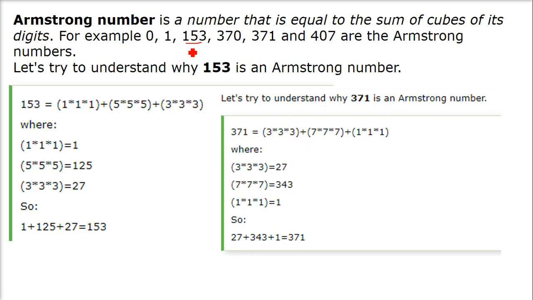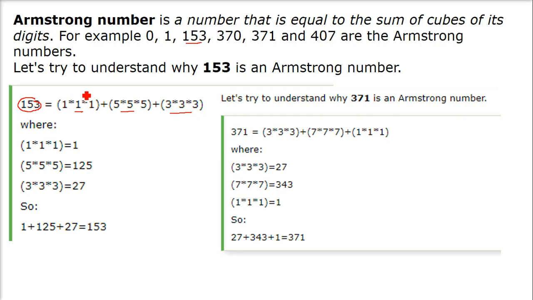Take the separate, individual digits of this number. 1, cube it. 5, cube it. 3, cube it. That is, multiply each digit by itself 3 times, like 5 into 5 into 5, 3 into 3 into 3, 1 into 1 into 1. Add them. When you add them, if you get the original number, that is 153, it is an Armstrong number.